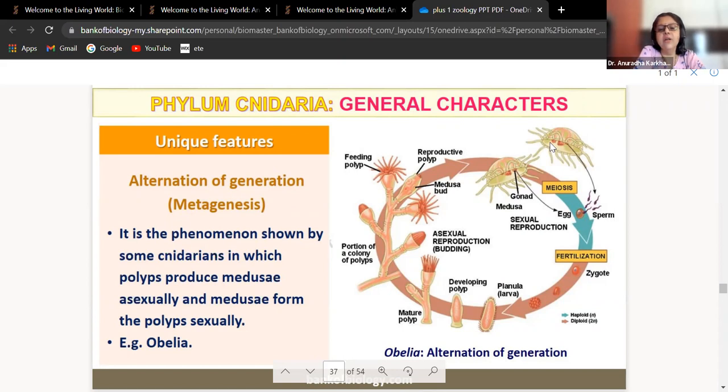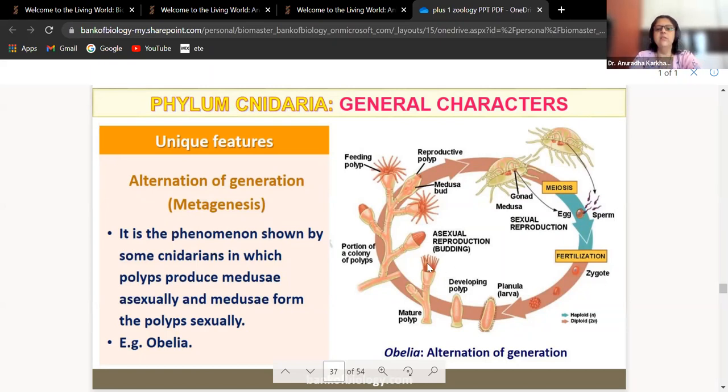Did you all understand alternation of generation as seen in Obelia? Please remember the names. So till now we have seen three names in cnidarians as well. That is what? Hydra, correct, the first one. Then the second one that we saw was Aurelia, and the third that we are seeing is Obelia. Okay? What do you want, beta?